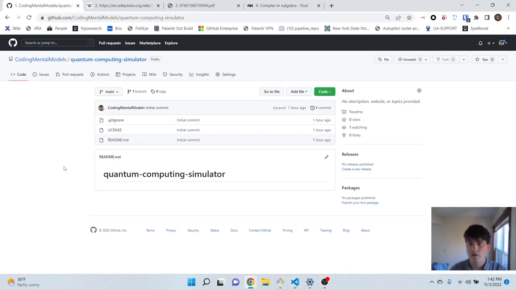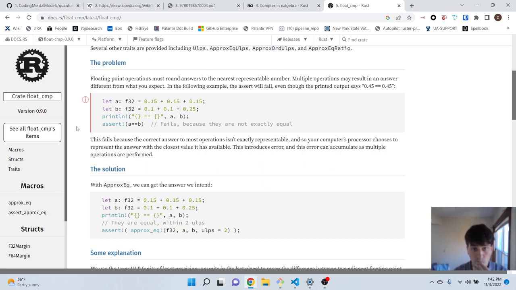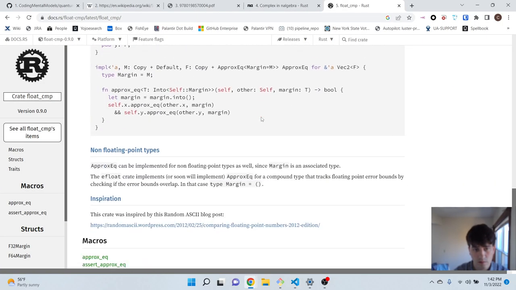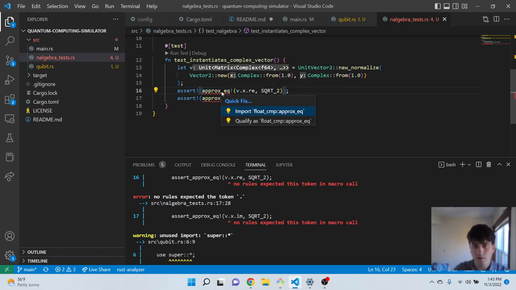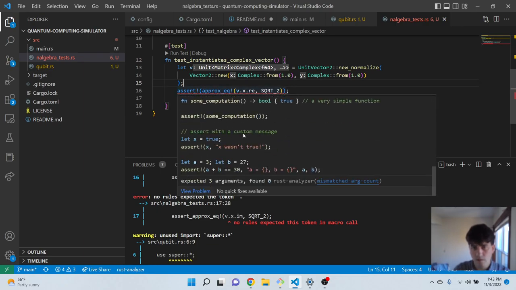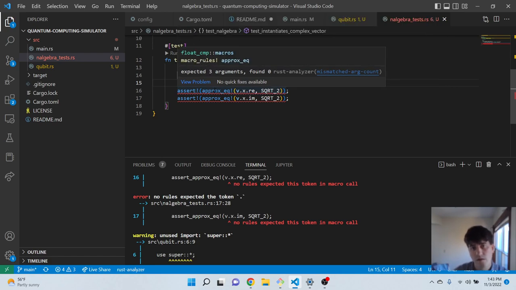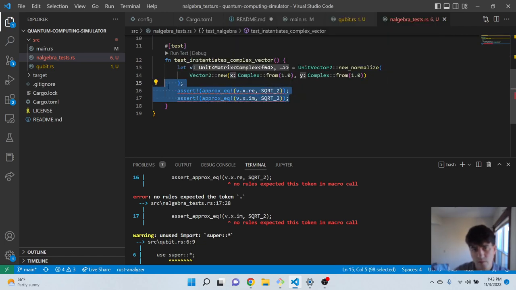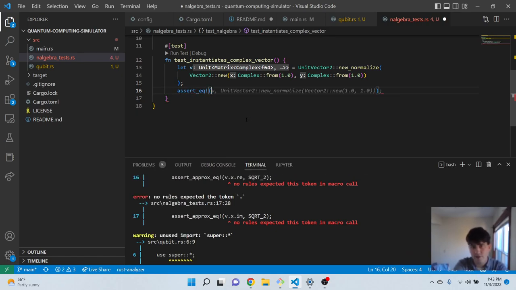Be doing something wrong with the macro, crate float CMP, EQ. Do I have to say assert approx EQ? Expected three arguments, found zero. Okay, well, this is not working well. I'm pretty sure I've used this before, but let's just do it the old-fashioned way.